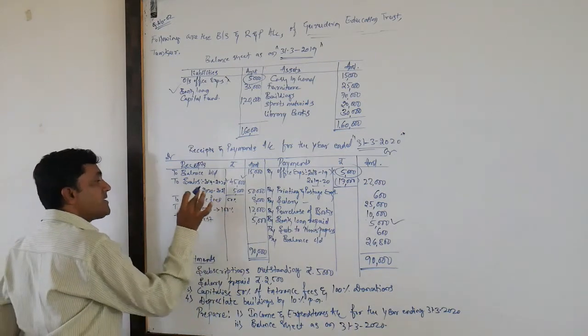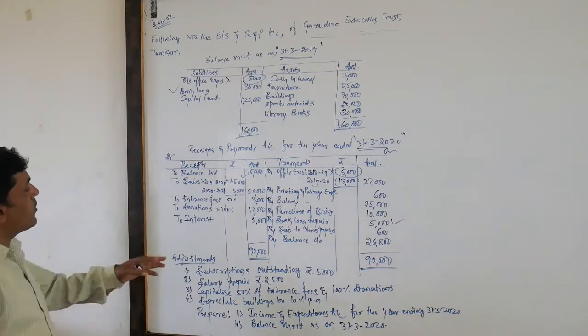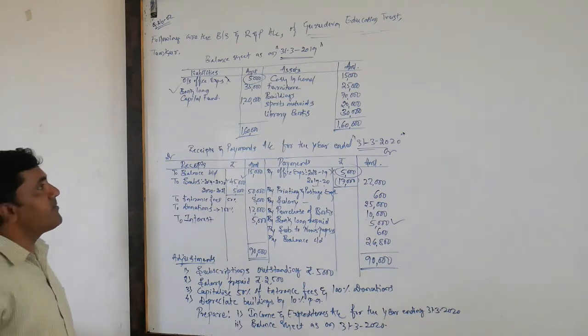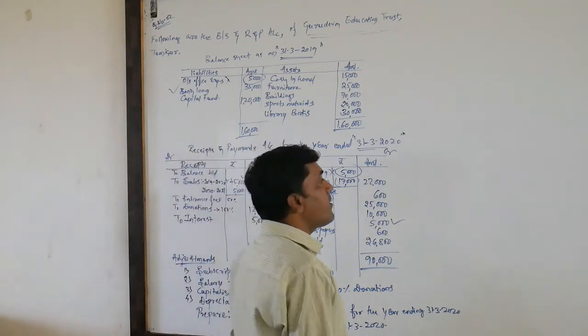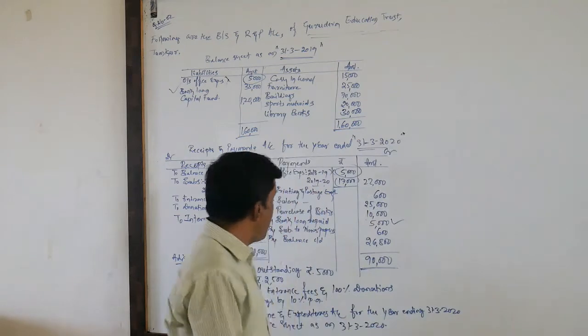50% of the entrance fees and 100% of the donations both are treated as capital receipt. So that is the reason we need to write it on the liability side of the current year balance sheet.